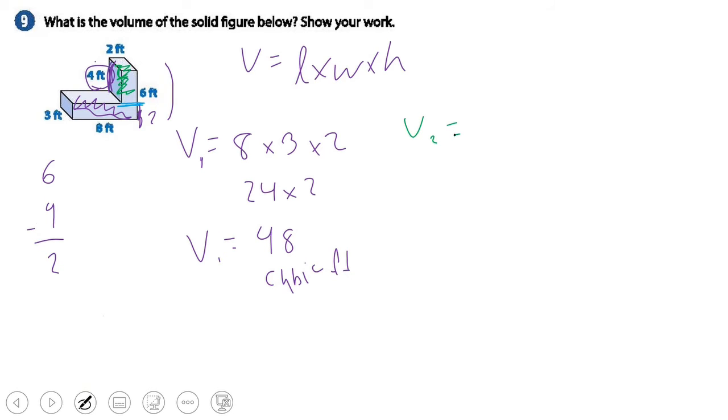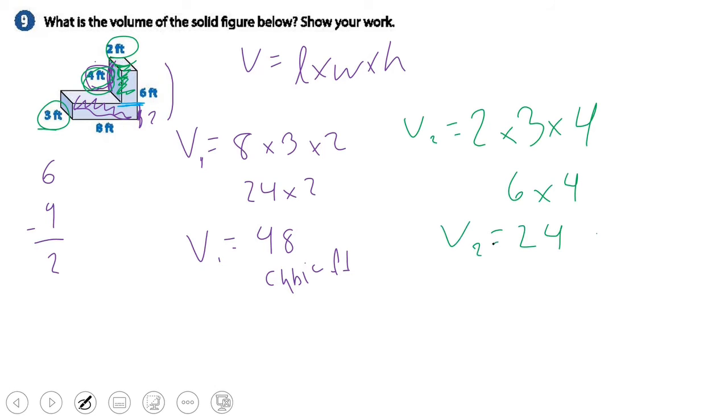Our length is 2 because it says so up there. Our width is 3 because it says so right there, and that is still the same. And our height is 4 because it said so right there. 2 times 3 is 6. 6 times 4 is 24. So volume for the second prism is 24 cubic feet.